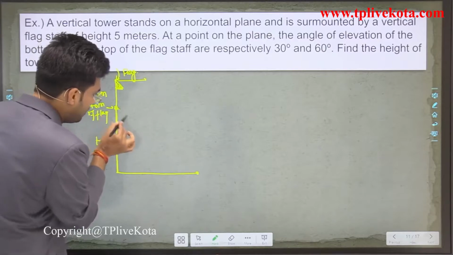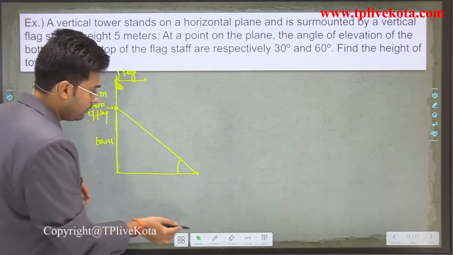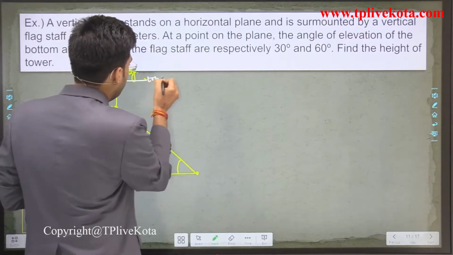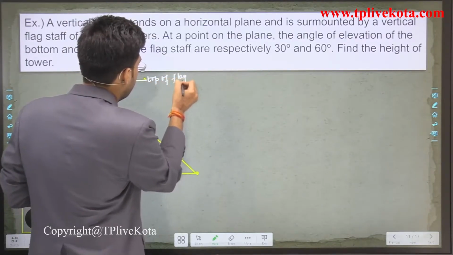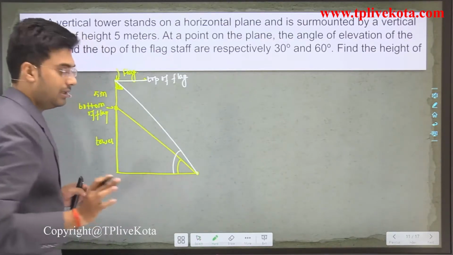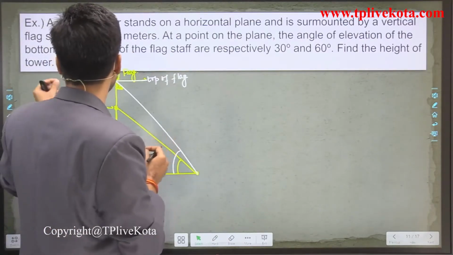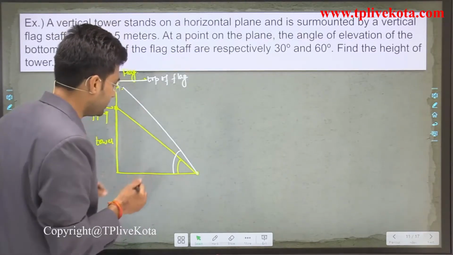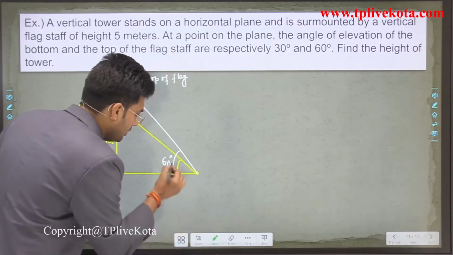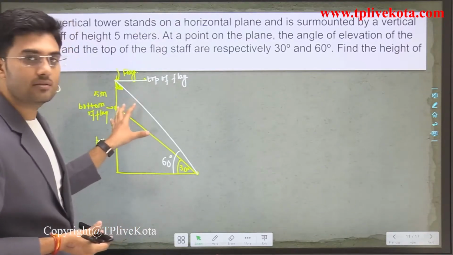So first of all, let's draw the angle of elevation. This is the angle of elevation of the bottom of the flag, and this is the top of the flag. So the angle of elevation of the top of the flag from this point is this. Clear? Now it is given that the angle of elevation of the bottom and the top of the flag are 30 degree and 60 degree. So this is 60 degree and this is 30 degree. Clear? So this is the complete diagram of this question.